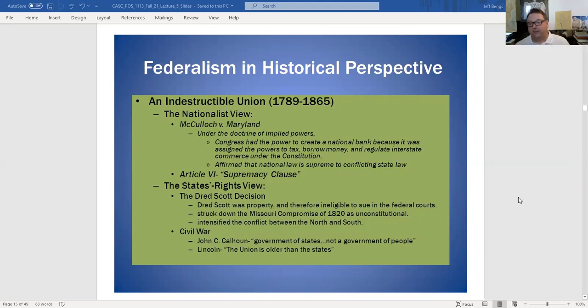The state of New York gave a man named Robert Fulton rights to operate a ferry on the Hudson River. Now, this is the state of New York. The Hudson River is a boundary between New York and New Jersey, much like the Red River is a boundary between Oklahoma and Texas. And so New York gave Fulton basically a monopoly to operate his ferry and take people back and across the Hudson River from New York to New Jersey.